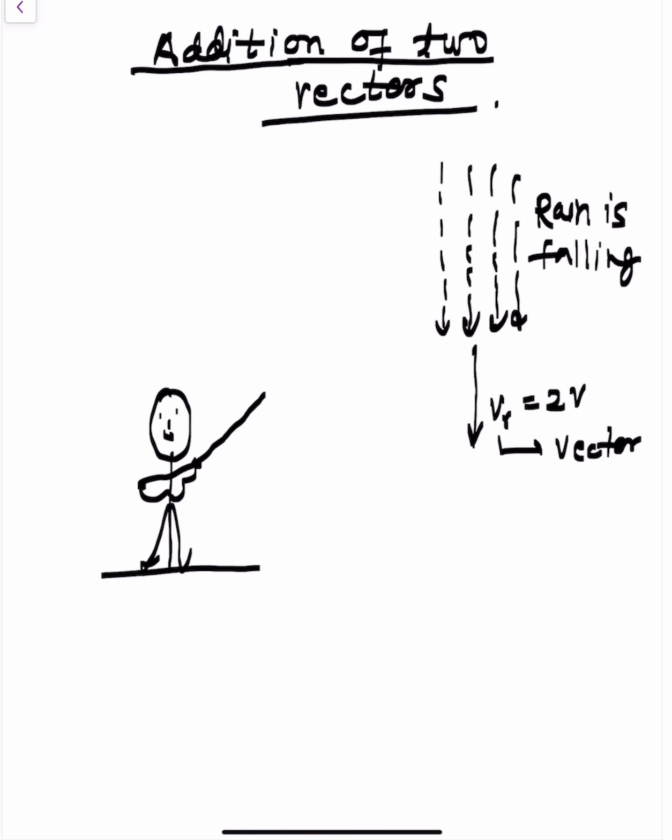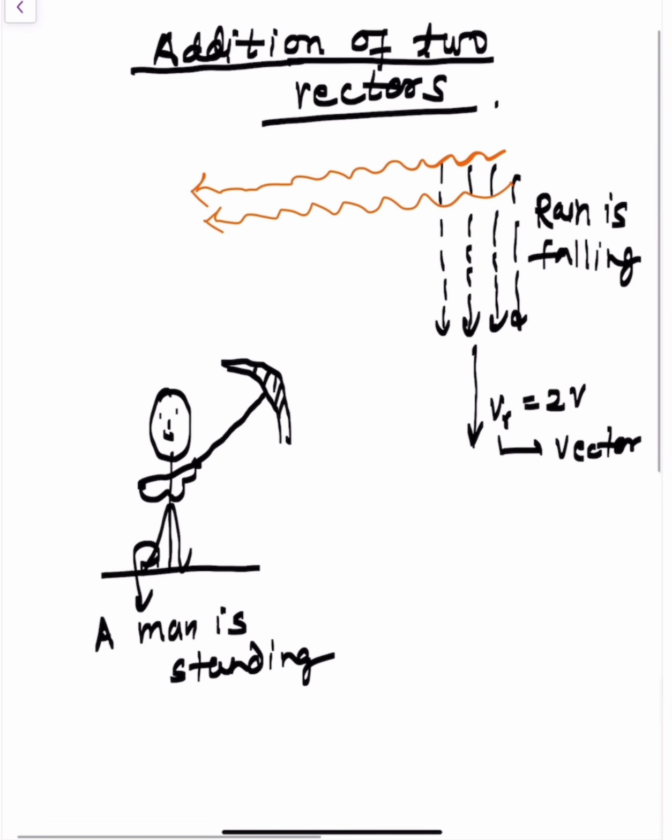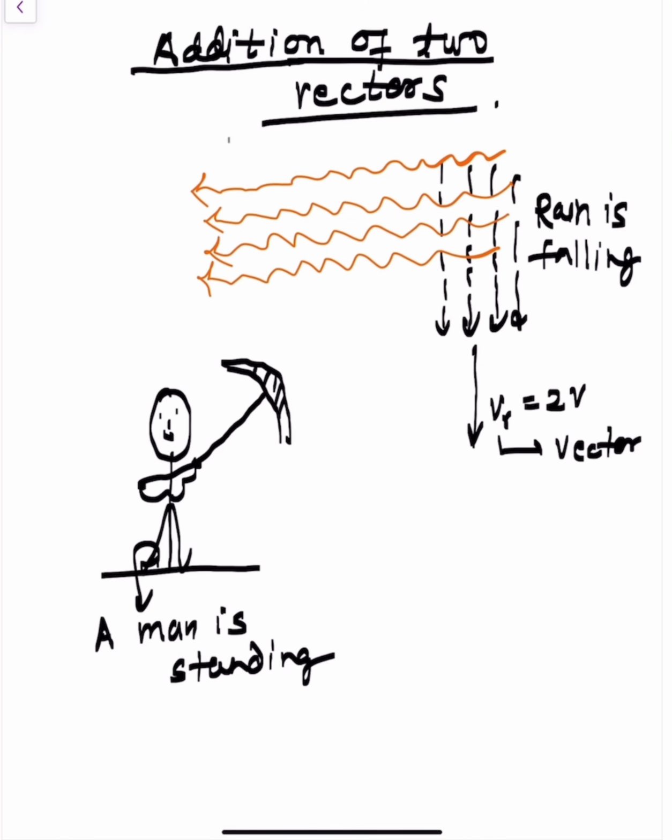What is the situation? Rain is falling vertically downward, velocity of rain is given as 2v, and a man is standing holding an umbrella. And the wind is blowing from east to west, and the velocity of wind is also given, it is v.